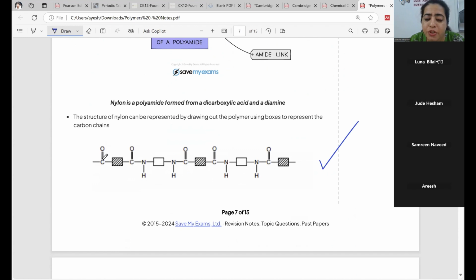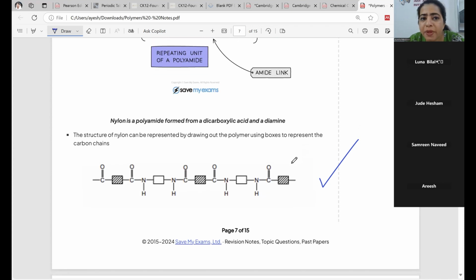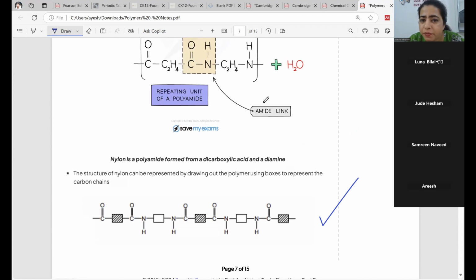So there is C double bond O, a box, then C double bond O, then NH, then a box, then NH, then C double bond O, box, like this. Over here, if I ask you to identify how many amide groups are there in this polymer, how many CONH amide groups you can see in this polymer? Amide group means this CONH. So how many amide groups are there? Any idea? Who can tell me?